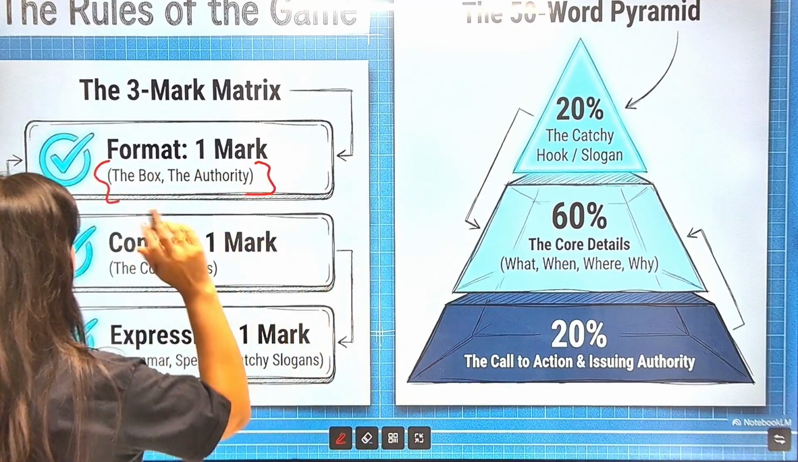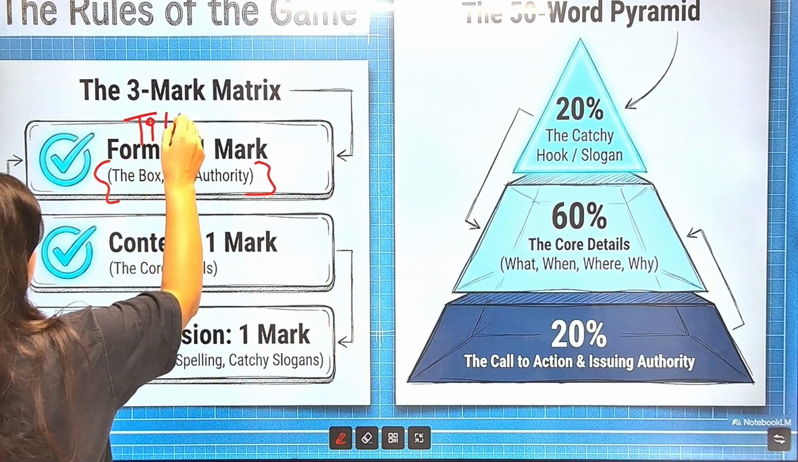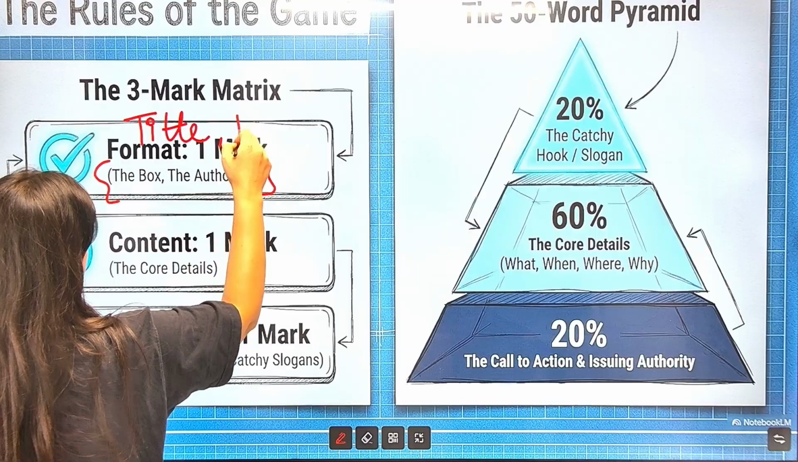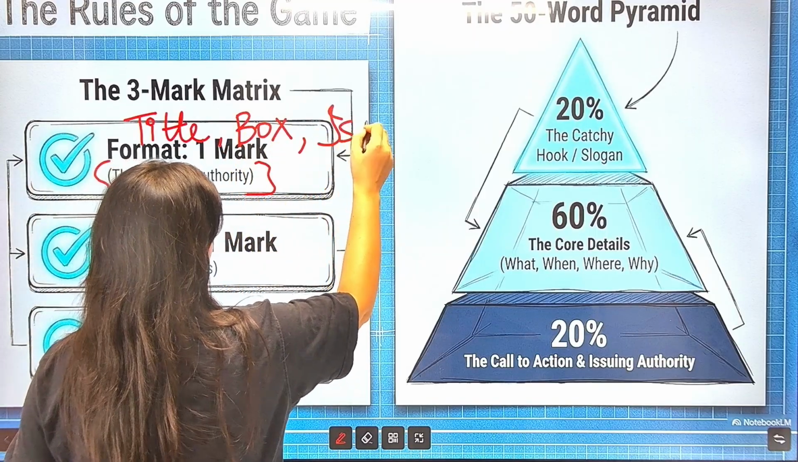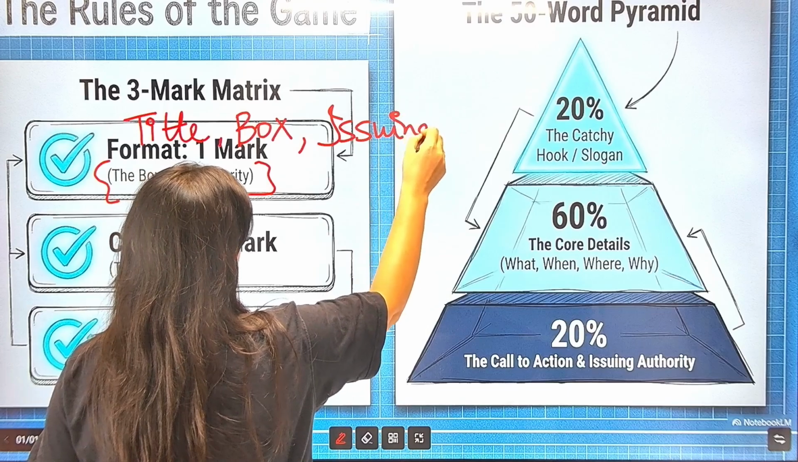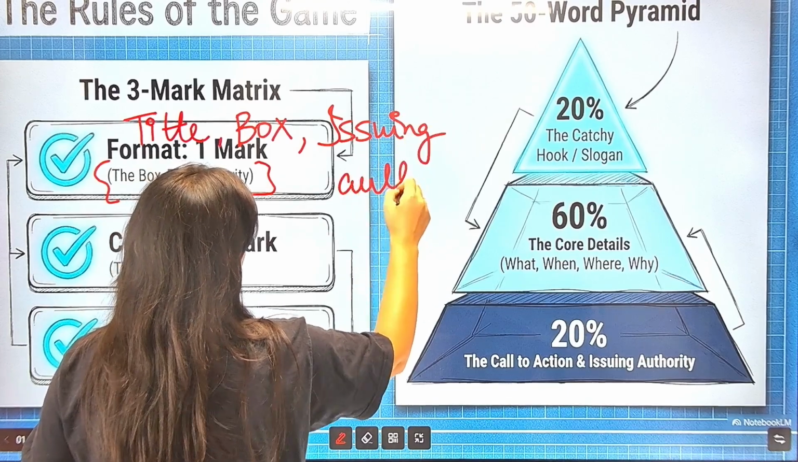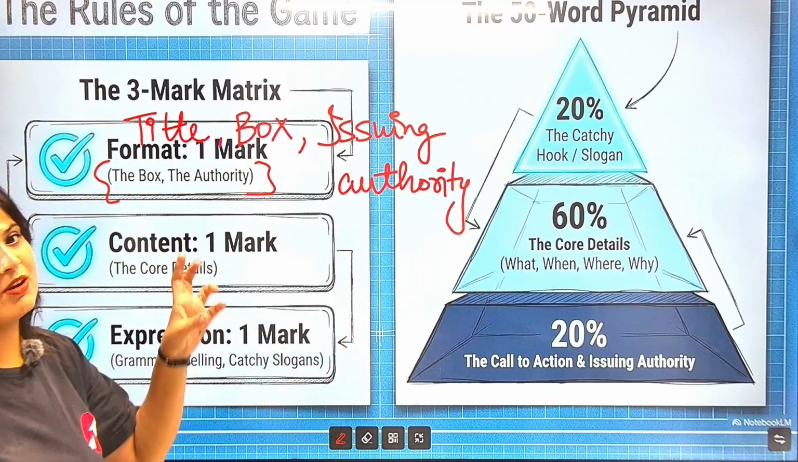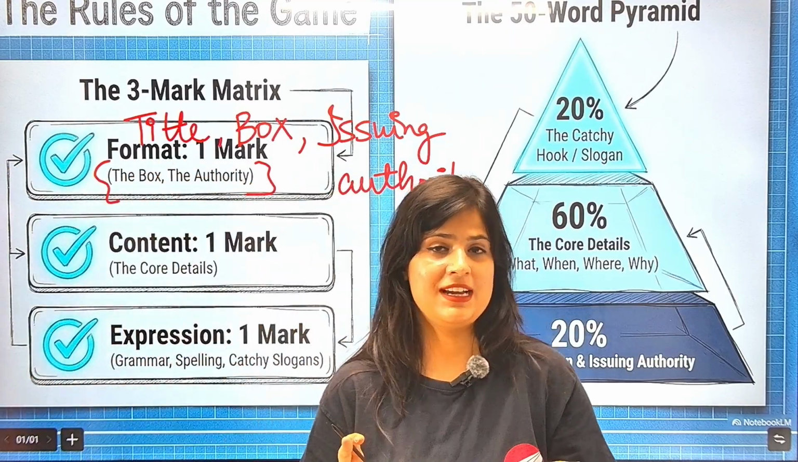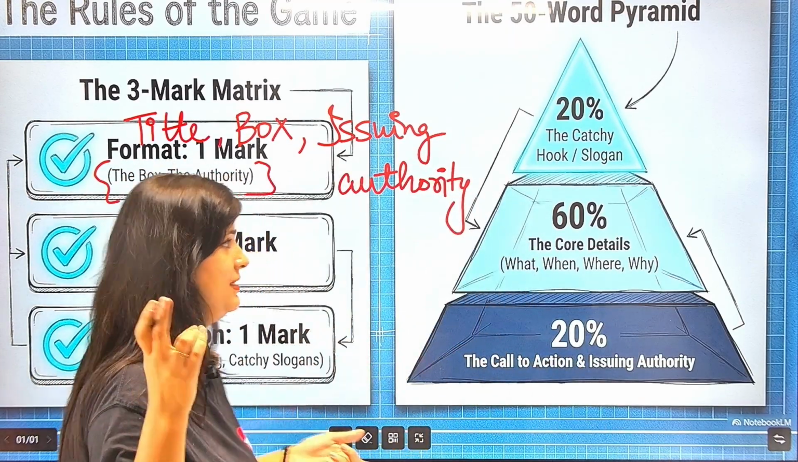What are the 3 things that I told you? Title, right? Then you need to put the poster in a box, and of course the name of the issuing authority, right? If you have got these three correct, you already have 1 mark in your kitty, and that's huge. That is approximately 33% of the marks, isn't it?